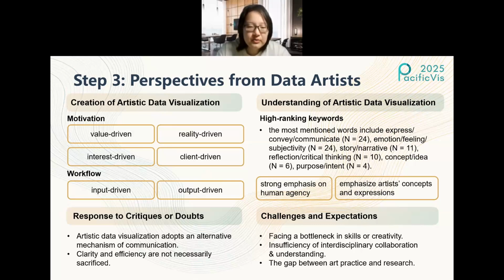How to resolve this problem? I think first of all, artists and scientists should actively recruit interdisciplinary collaborators. And another solution is that we can go back to the lessons we showed. We can develop tools designed for both artists and researchers.